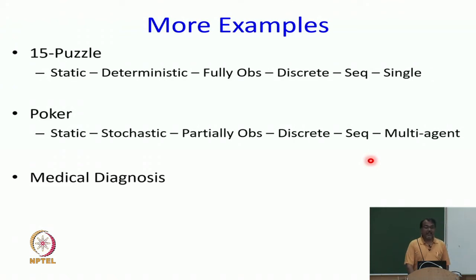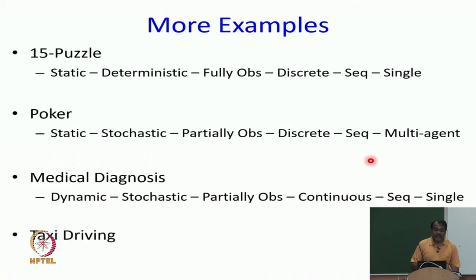Medical diagnosis, for example, is a dynamic environment because your body is constantly reacting to things that are happening, even though you have not taken a new medicine. It is a stochastic environment, you do not know exactly what the effect of a certain medicine would be, you do not know everything about the world, but it is a single agent problem, and so on and so forth.